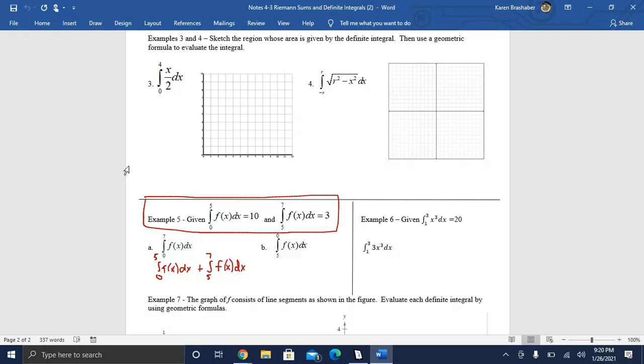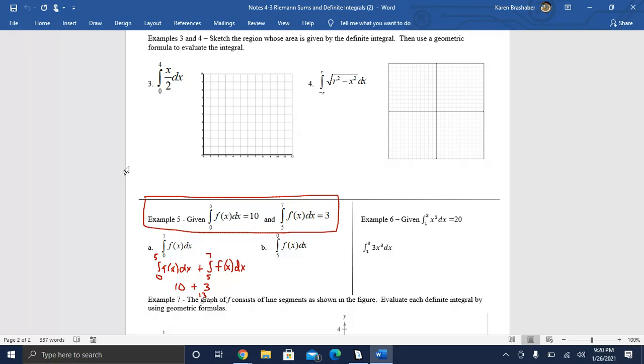And then using our given information, from 0 to 5, that's 10. From 5 to 7 is 3. And so the integral from 0 to 7 of f of x dx would be 13.